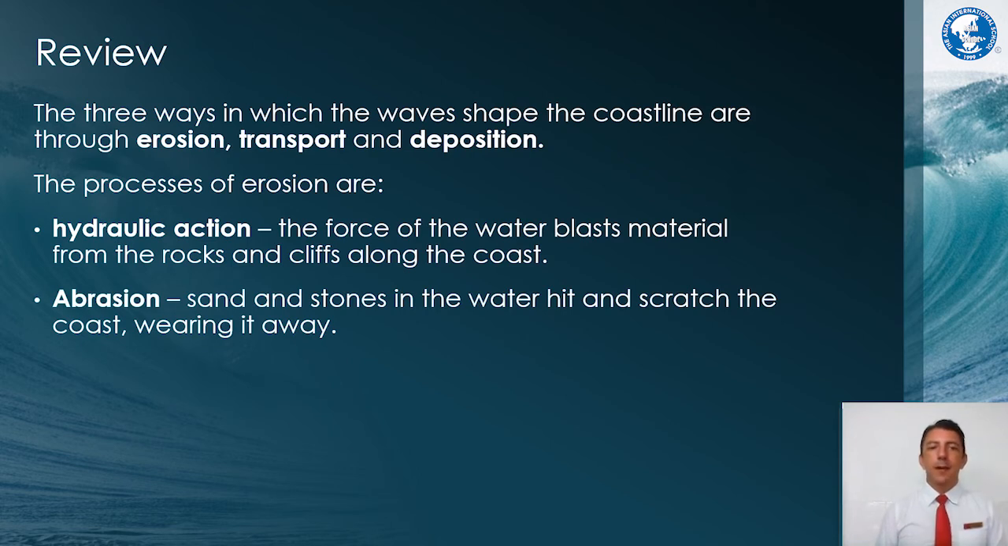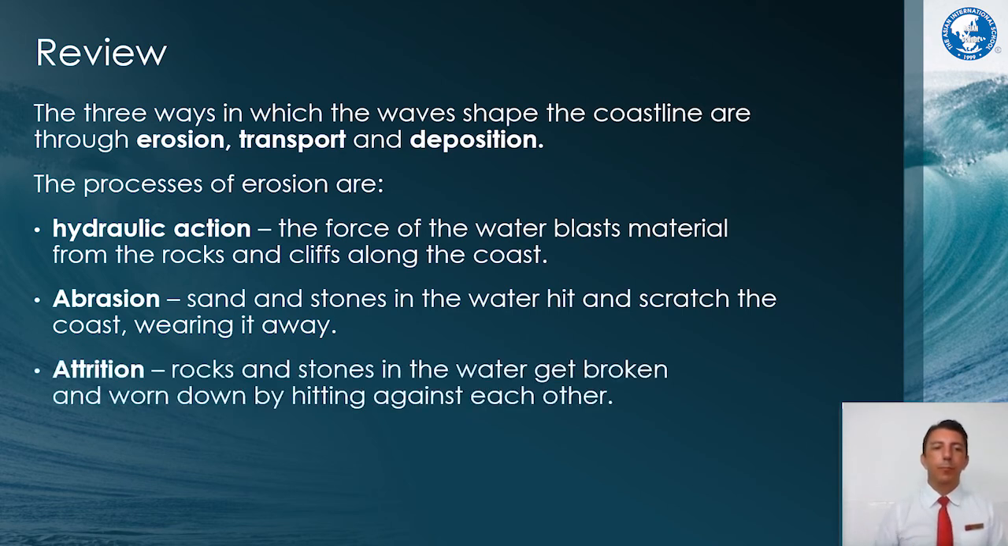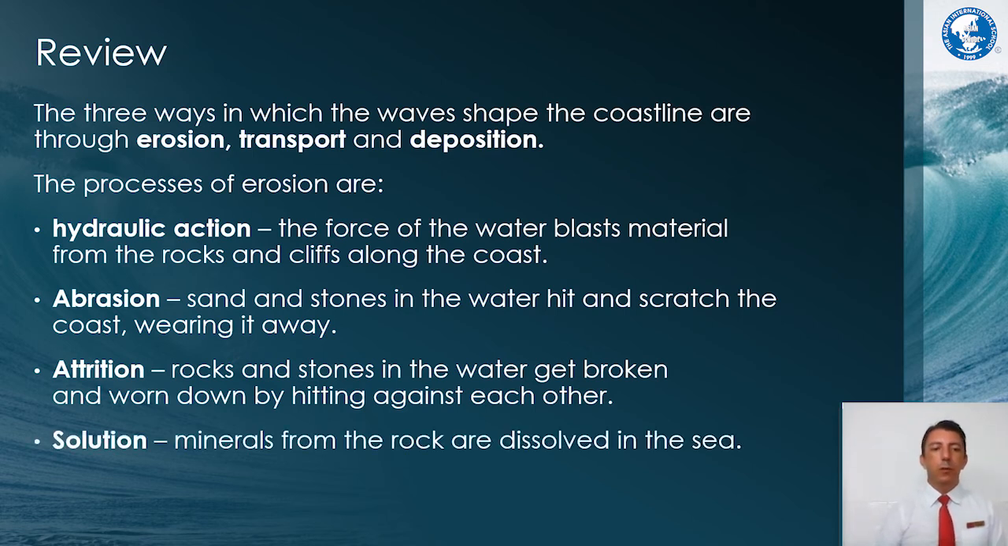Abrasion. Sand and stones in the water hit and scratch the coast, wearing it away. Attrition. Rocks and stones in the water get broken and worn down by hitting against each other. Solution. Minerals from rock are dissolved in the sea. So they are the processes of erosion.